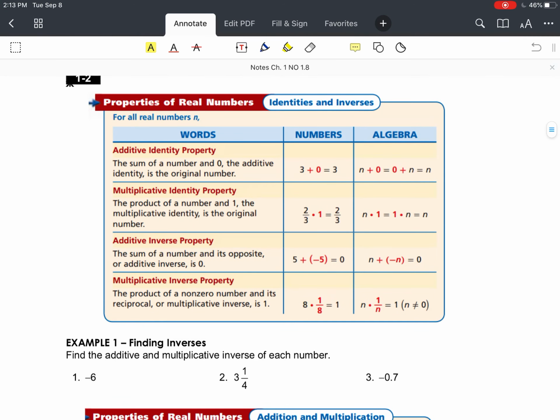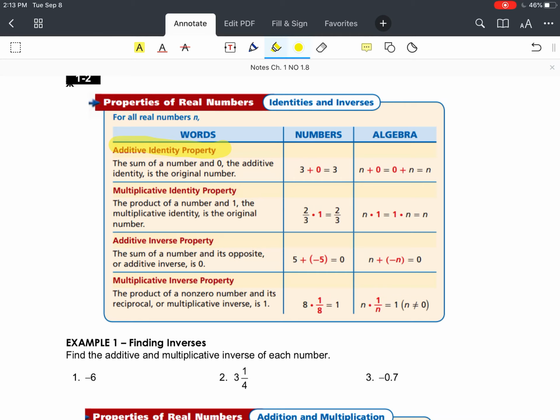A lot of these properties are things you already know, maybe you just didn't know the official name for them. The first one is the additive identity property, which says that if you take any number and add 0 to it, you're going to get that exact same number. So 3 plus 0 is going to give you 3. Any number, if we let it be n, n plus 0 or 0 plus n, order doesn't matter, gives you that number again, n.